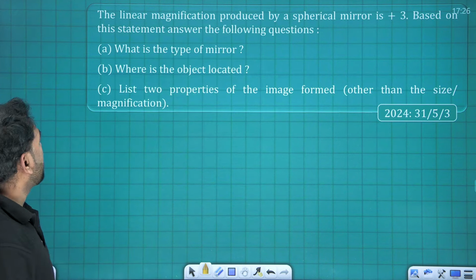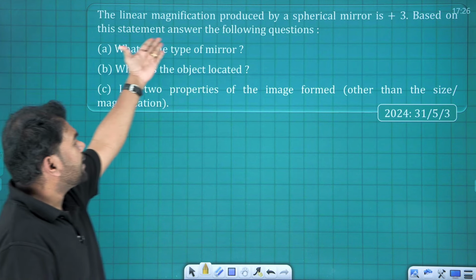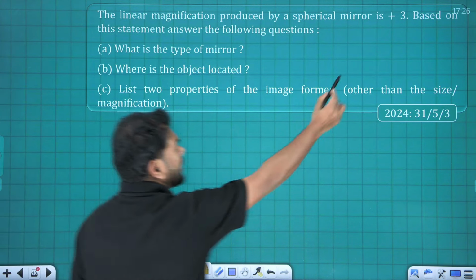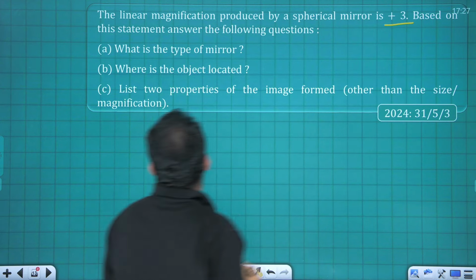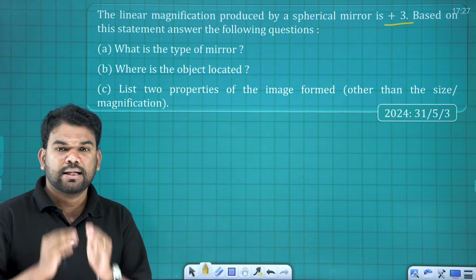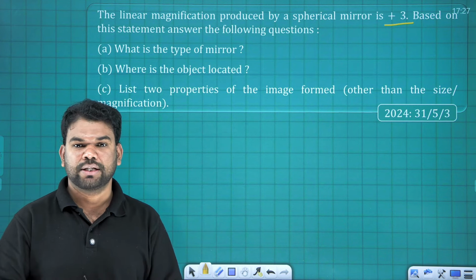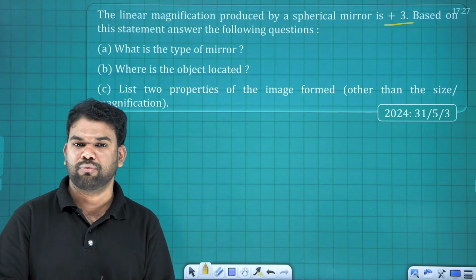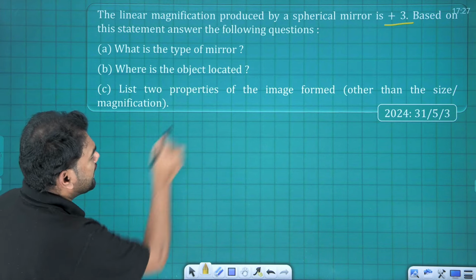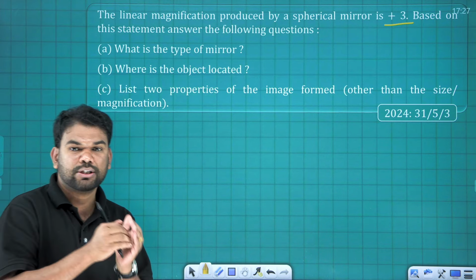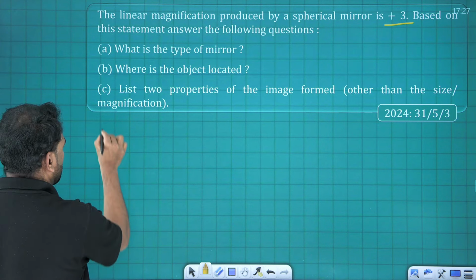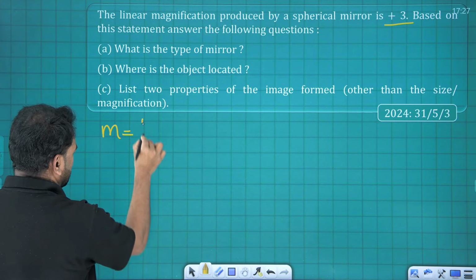Now the next question. The linear magnification produced by a spherical mirror is +3. Based on this statement, answer the following questions. So the given question is based on magnification, and you should have an idea about magnification. So what is actually magnification? Here it's based on a mirror. Magnification of a mirror and a lens has a small difference. Now the question is based on mirror magnification.